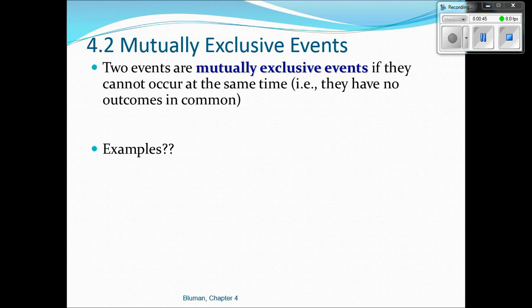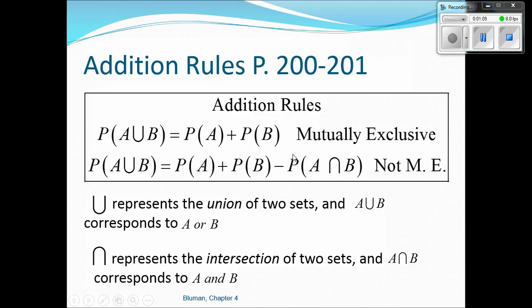Let's say you roll a die. You cannot roll the number 2 and the number 4 at the same time. So those are mutually exclusive. You toss a coin. Your two events are heads or tail. Can they happen at the same time? No, they can't. So those are mutually exclusive events. So those are some examples of what it means to be mutually exclusive.